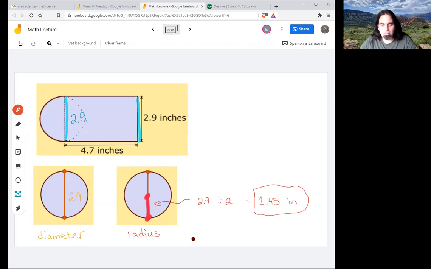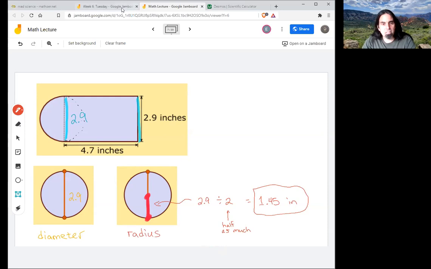Does that help? Yeah, but so that would be the measurement of the half circle?